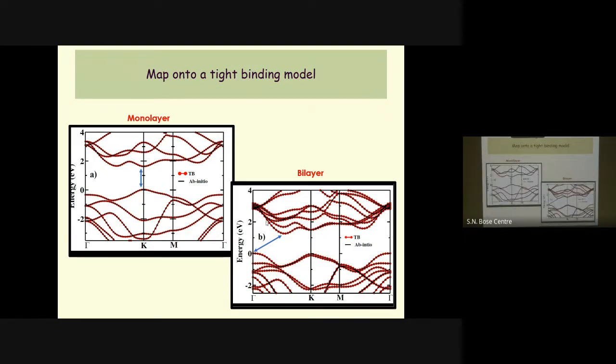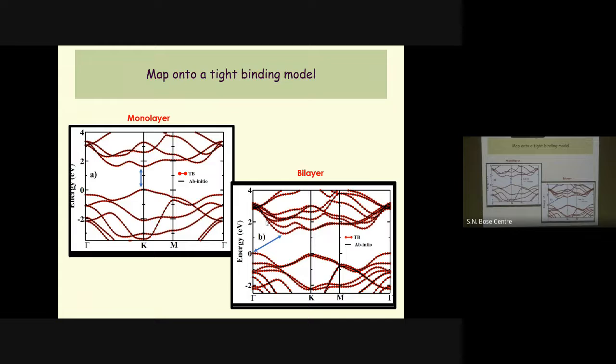So before we go on to that, what are the interactions which change when I bring one more layer on top? If I look at the monolayer, we did the same analysis, mapping the ab initio band structure onto a tight binding model with, in every case, the transition metal d states and the anion p states in the basis. And we did this both for the monolayer as well as for the bilayer. What you can see immediately is that we have a good description in both cases, which allows us to selectively play around with the parameters.